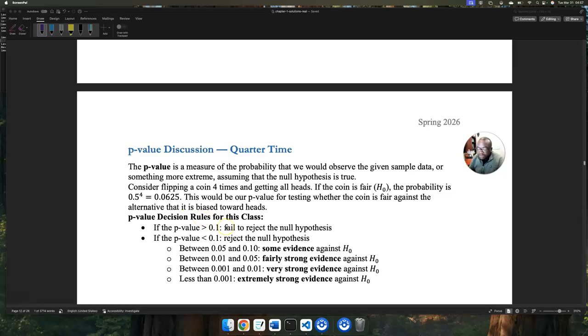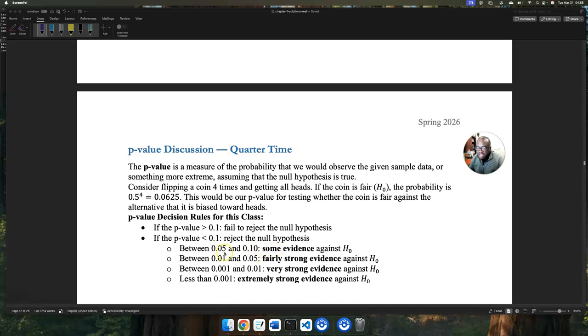So the smaller the p-value, the more we can think that this null hypothesis is really unlikely. Okay? And so what we're going to do in this class is that once our p-value is less than 0.1, we reject it. We're just going to flat out reject that null hypothesis. And the smaller that p-value is, the more evidence we have against the null hypothesis.